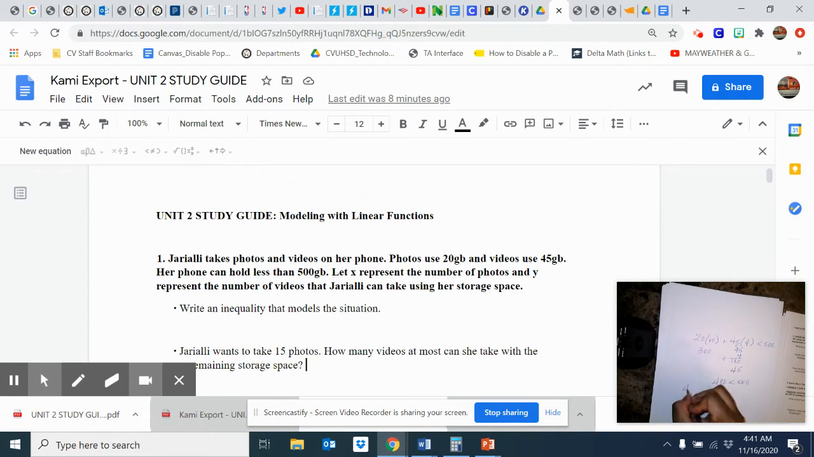But if they did 5, I want you to notice that that will go to 225. And notice how 300 plus 225 is 525. And that is not less than 500. So it's not going to be 5. It would be around 4.4, but just 4 would be the correct answer here, because you couldn't have a decimal of videos that you take. All right. So that's that.